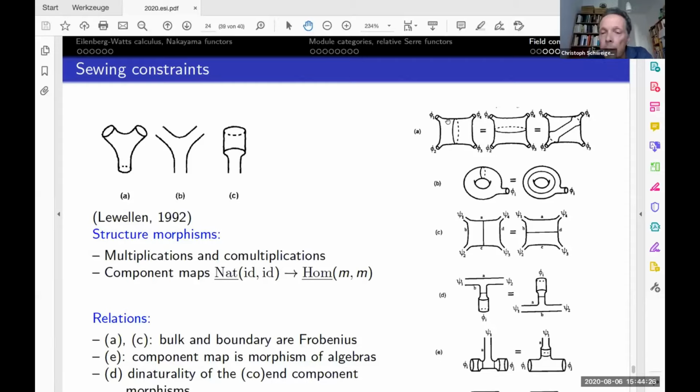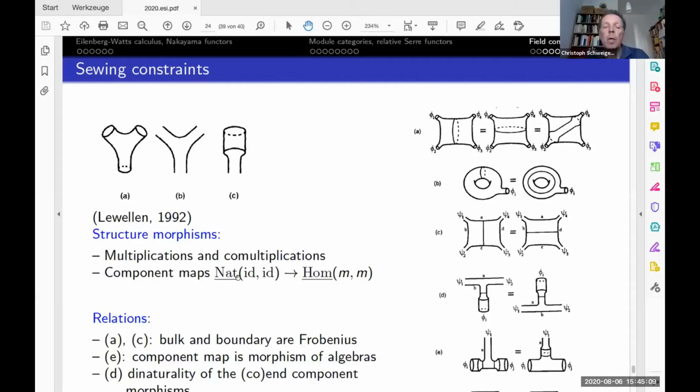Now in Lewellen's paper, you also find these consistency conditions. Here, A was already on a slide. That's the fact that bulk fields are a Frobenius algebra. Now for this formula for the bulk fields, that's a theorem. C means that the boundary fields are a Frobenius algebra. Now, let's look at the other things. So what do we have? We have, for example, E, and then you see that here you first take the component maps and then you multiply open strings or boundary fields. And here you multiply bulk fields and then you take the component map.